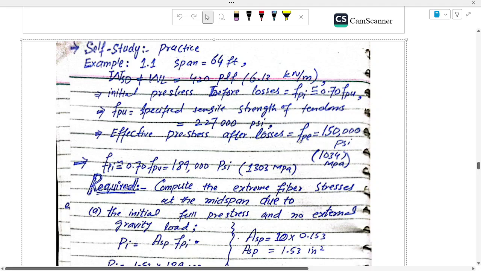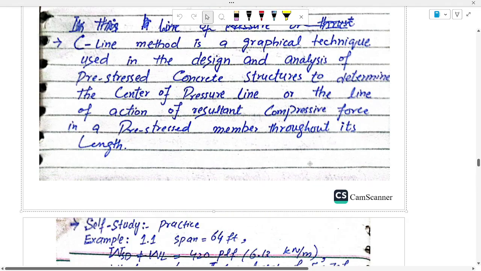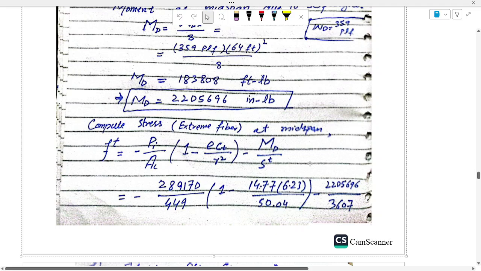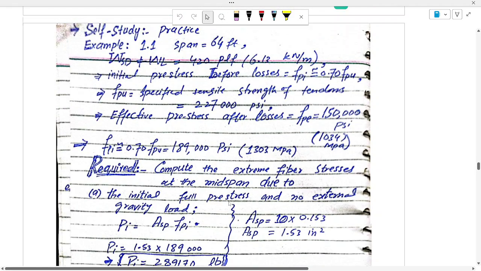And we are given the effective pre-stress after losses, FPE. So you have calculated FPI and FPE. The initial condition is the first condition: the initial full pre-stress and no external gravity load. So in this case we will use PI.